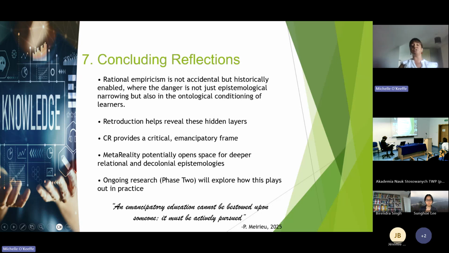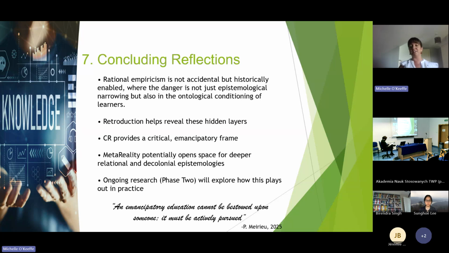So, concluding reflections: rational empiricism is not accidental, but historically enabled, where the danger is not just epistemological narrowing, but also the ontological conditioning of learners. Retroduction helps reveal these hidden layers. Critical realism provides a critical emancipatory frame. Meta-reality potentially opens space for deeper relational and decolonial epistemologies.